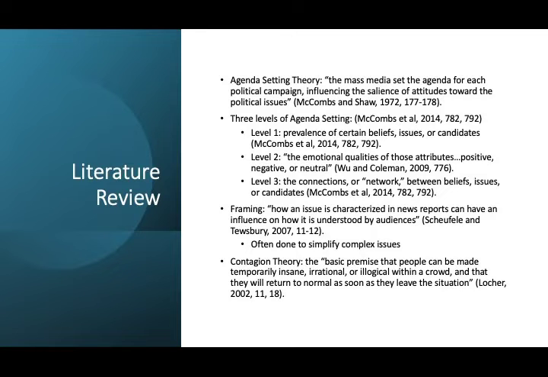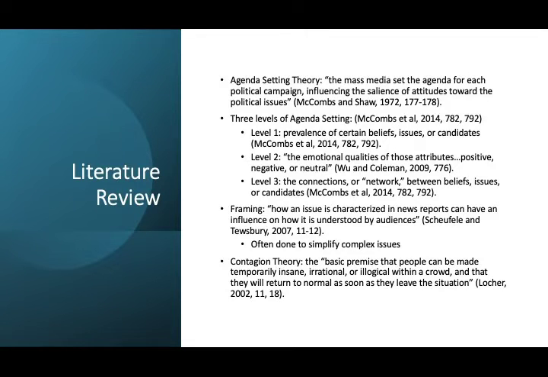Agenda setting is essentially the idea that the media influences what topics are perceived as important in society through their reporting. And it's been broken apart in a couple different ways. The first is that it's been broken into three different levels. The first is the original definition. The second is the attachment of emotional qualities to different concepts, portraying them in a positive or negative light. And the third is connecting multiple concepts together to create sort of a web or network of information.